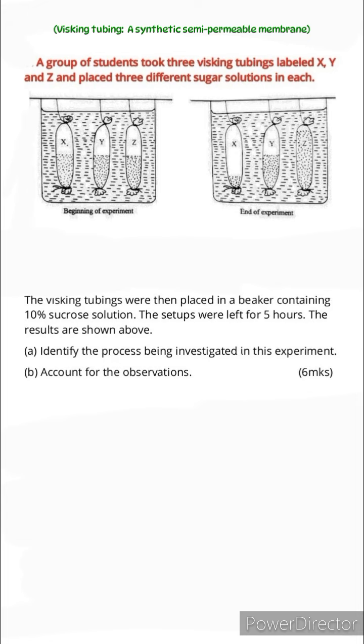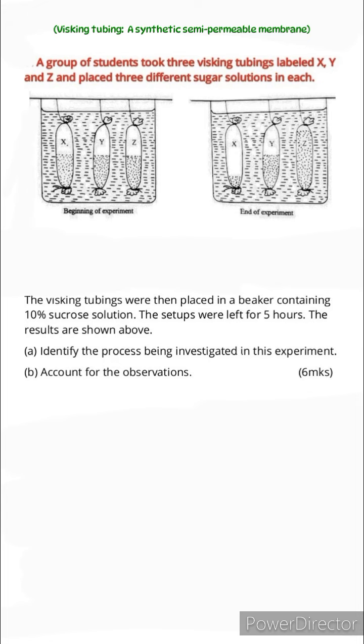So on the diagrams above, we can clearly see what was present at the beginning of the experiment and what happened during the course of the experiment. Now, just to remind ourselves, within each of the 3 whisking tubings, we are going to have a sugar solution. A sugar solution simply means that sugar particles were dissolved in water. Now, the concentration of this sugar solution that was placed in X, Y, and Z was different. These 3 whisking tubings were then placed in a beaker containing sucrose solution. Sucrose solution is simply sugar solution.